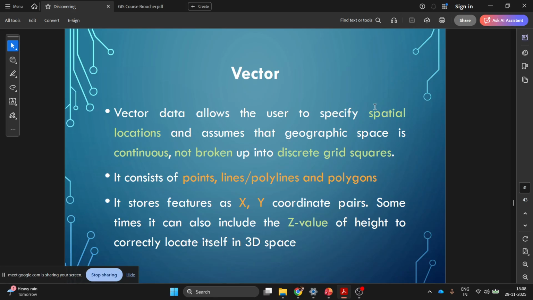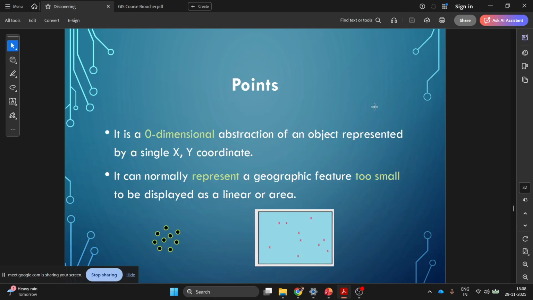So in this vector data, data is stored as an x, y coordinate, and in some cases it will also have a z value, that is to represent the height, to correctly locate itself in a 3D space. One such example of vector data is a point. It is a zero-dimensional abstraction of an object represented by a single xy coordinate.